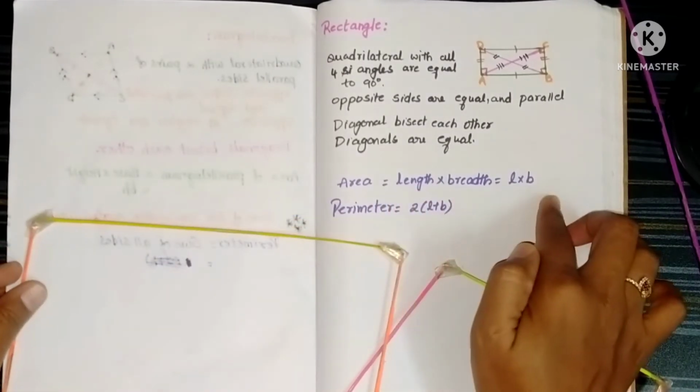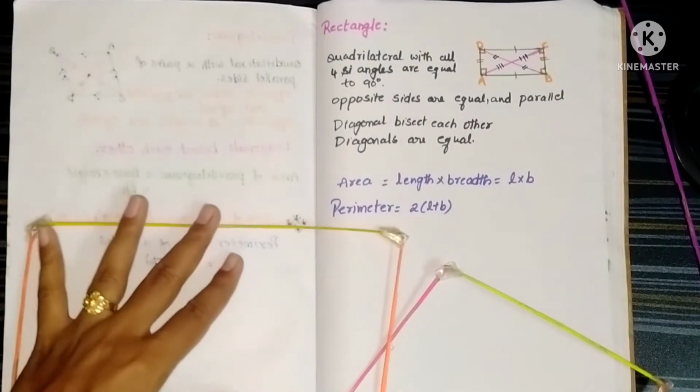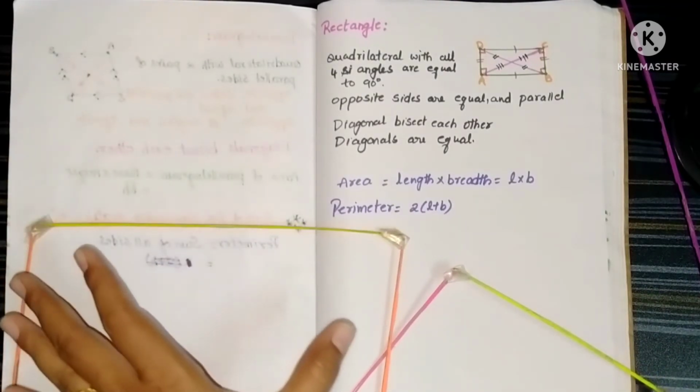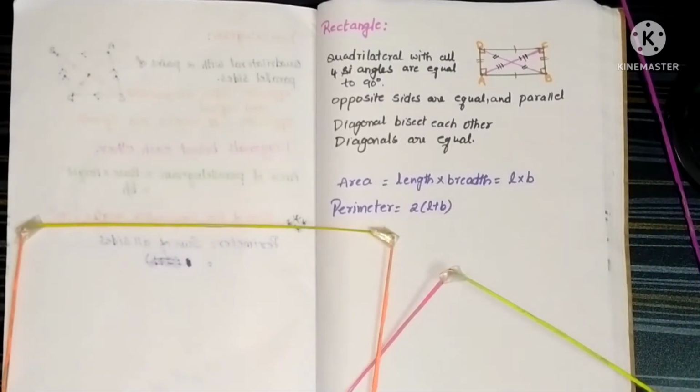Length into breadth, L into B. Perimeter means sum of all the sides. So two sides are equal, 2L plus 2B. If we take 2 common, it is 2 into (L plus B).